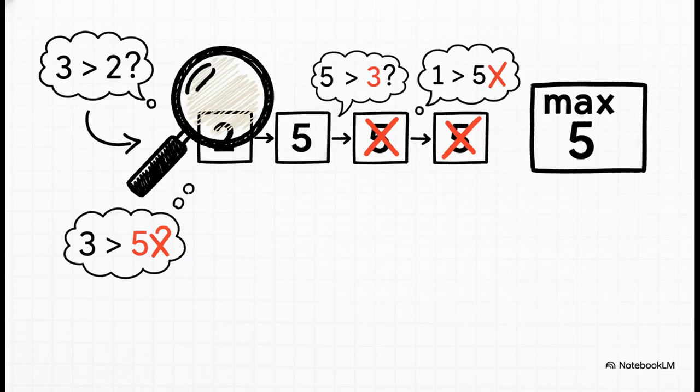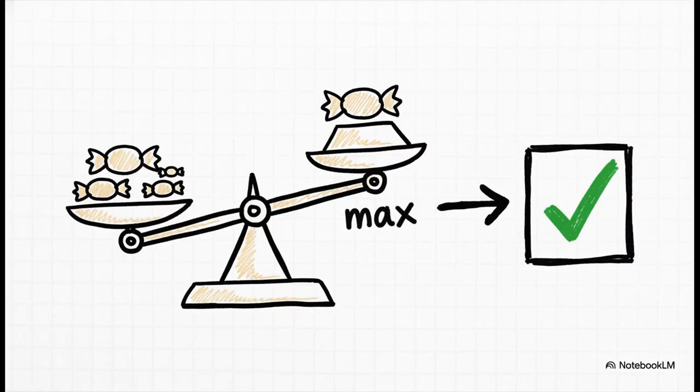Next up, 5. Is 5 greater than 3? You bet. Max is now 5. Next is 1. Not greater. And then 3. Not greater. The loop finishes. Our max is 5. Perfect. Now, pass 2. Our target max is 5.